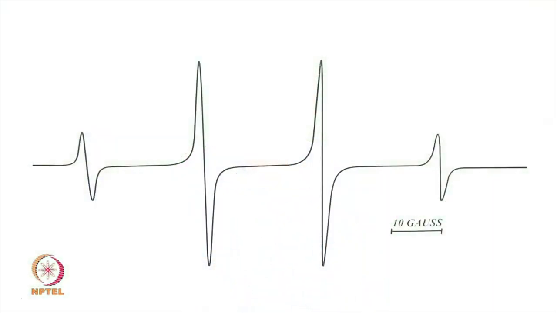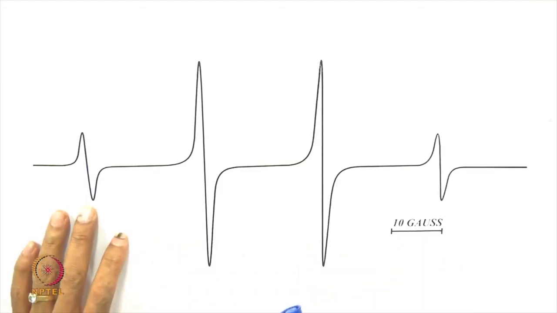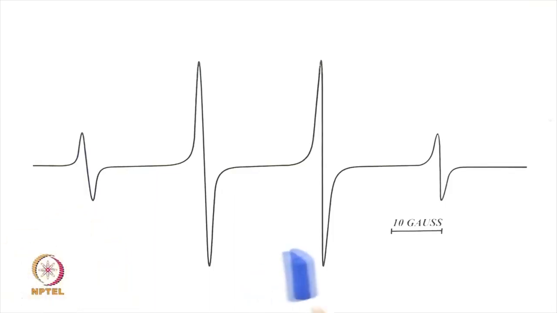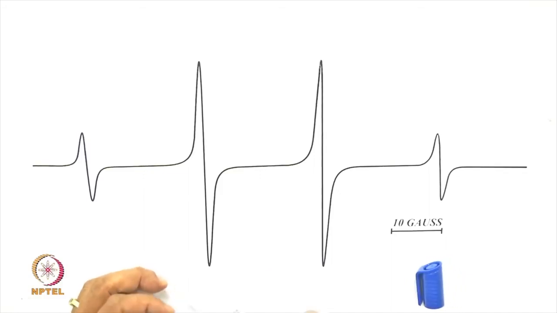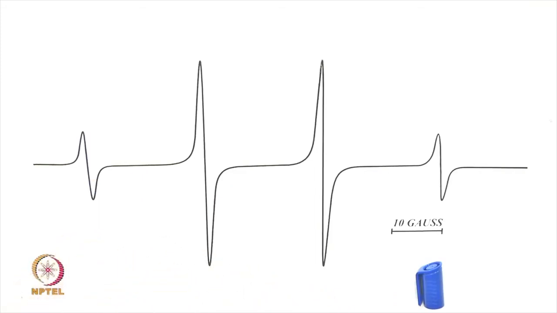This is a spectrum of a free radical. This gives four line spectra. To understand what sort of radical could give rise to this sort of pattern, let us first find out the hyperfine splitting constant of this. Now, if all the four lines are coming from the same equivalent nuclei, then the gap must be same. So, let us measure that first.